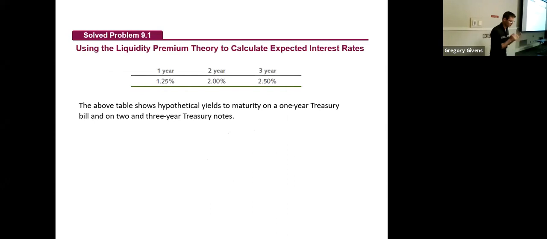Okay, here's a practice problem. Let's have you guys and you folks that are viewing remotely work this one. I want to make sure you guys understand the basic mechanics of the liquidity premium theory.